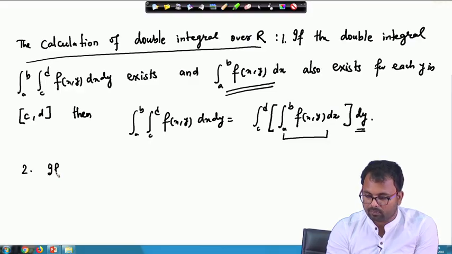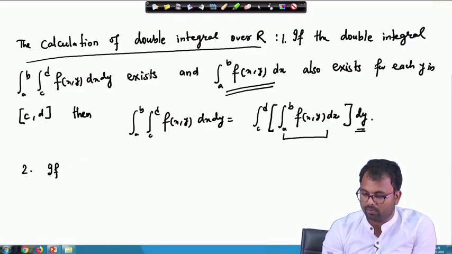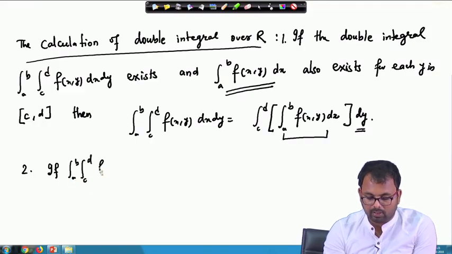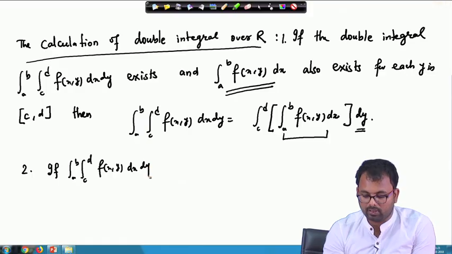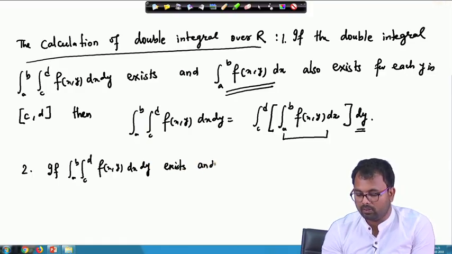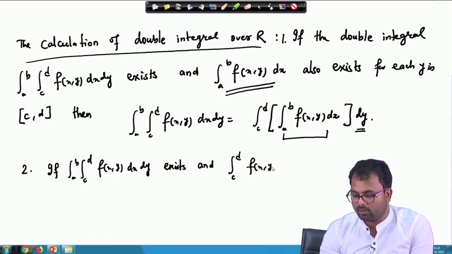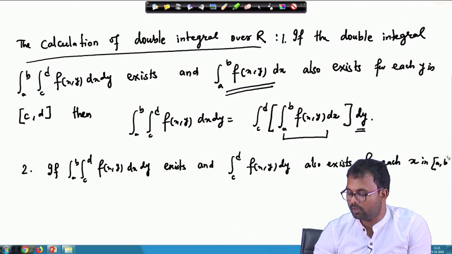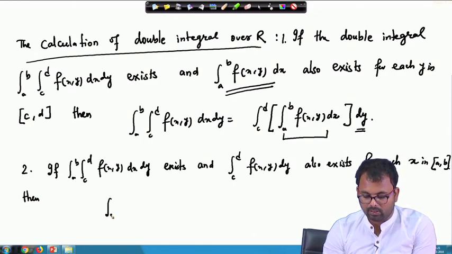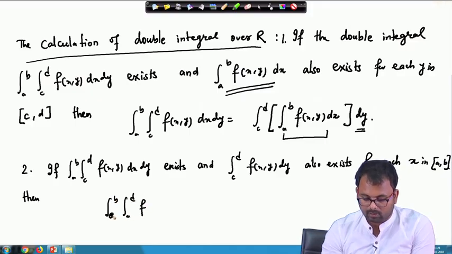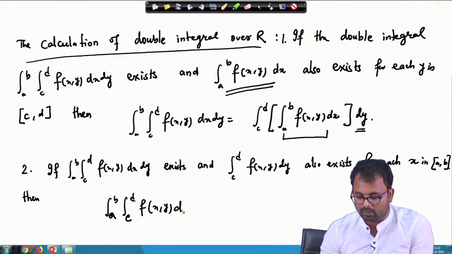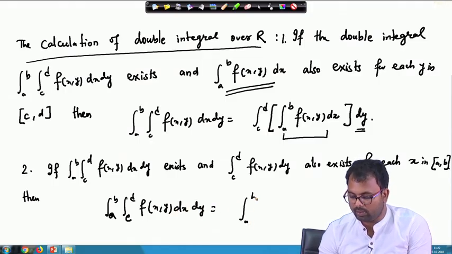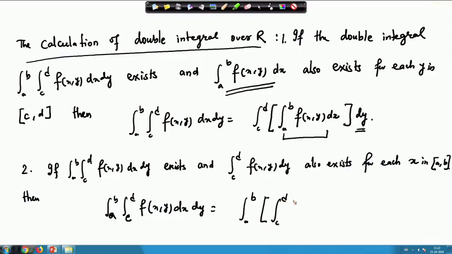Similarly, if the double integral, so all these lines would be the same. If the integral from a to b, c to d exists, so if this double integral exists, and the integral from c to d of f(x, y) dy also exists for each x in the closed interval [a, b], then we can write the double integral as the integral from a to b, then the integral from c to d, f(x, y) first dy and then dx.